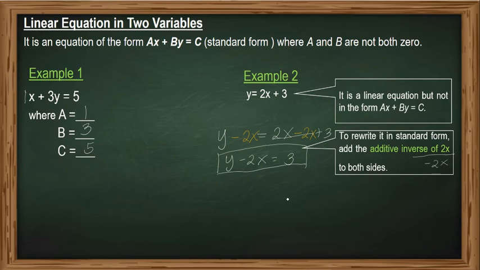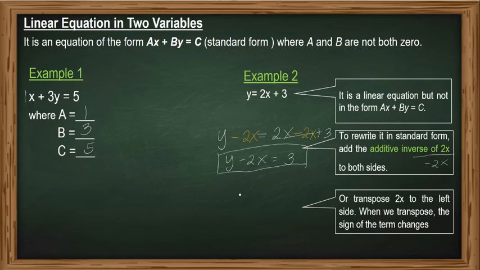Or the easier way, we can just do the transposition process. What is this? Okay. So we can just write again the equation y equals 2x plus 3. We are going to transpose or transfer 2x to the left side. When we transpose, the sign of the term changes. So we're going to transfer this to the left side from positive, okay, copy y first. It becomes negative 2x equals 3. Remember that negative can be understood as minus. So negative 2x can be read as minus 2x. That's it. I think this is easier than the previous one.